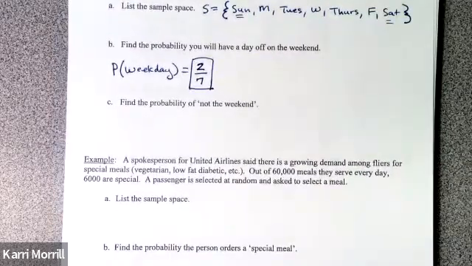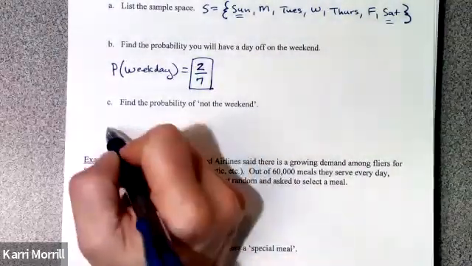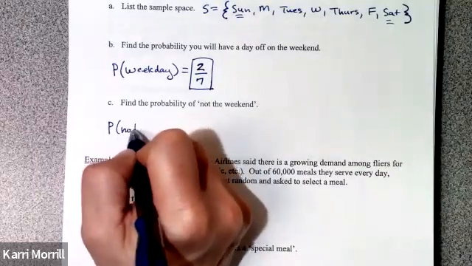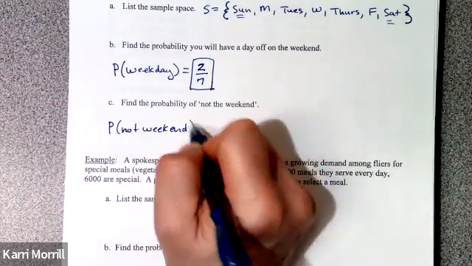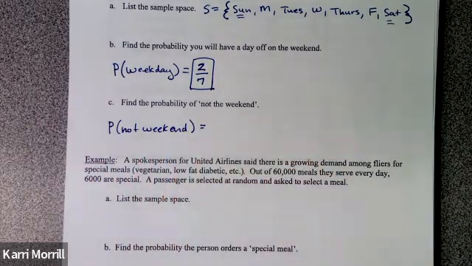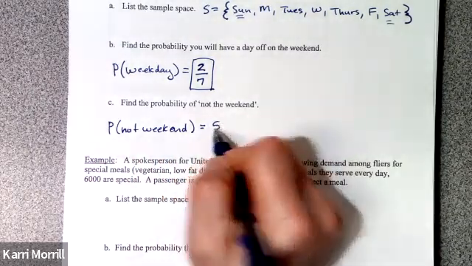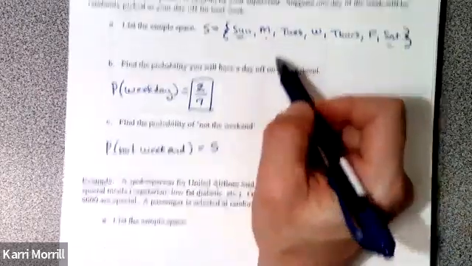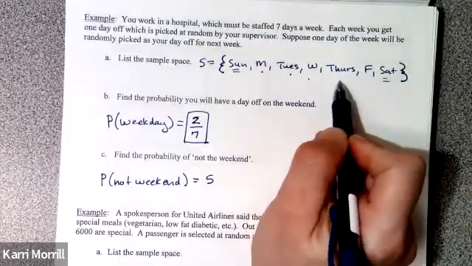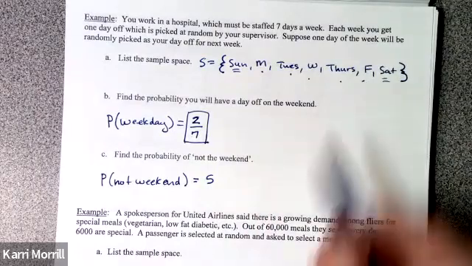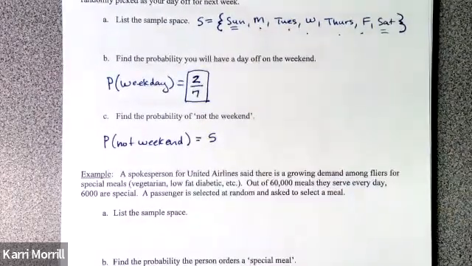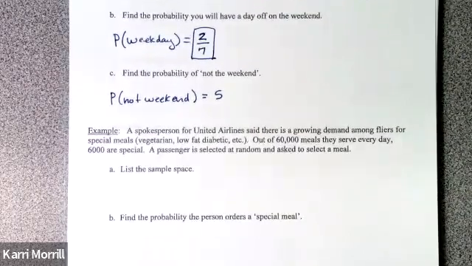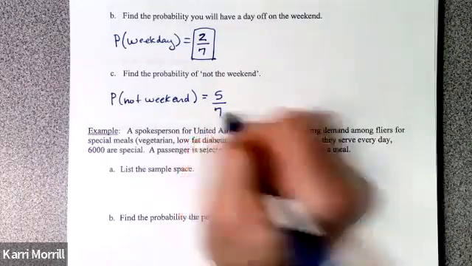Find the probability of not a weekend. So probability of not weekend. Again, you can process this not a little bit different, but I know that there are 5 days of the week that are not the weekend. 1, 2, 3, 4, 5. Some people consider Friday their weekend, but in this case, we're just going to go off of a general Monday through Friday bank kind of schedule. So 5 out of 7 days.